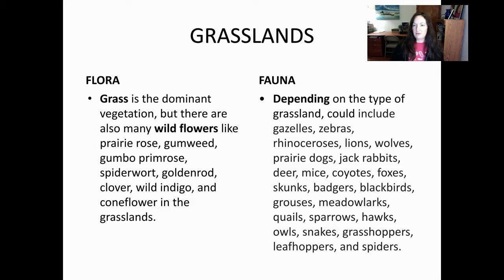The animals that you would find on a grassland environment would be dependent on the location. So if it's in the tropical region, you're thinking of the African savanna: zebras, rhinoceroses, gazelles. If you are in the United States in the prairie areas, you would have prairie dogs, jackrabbits, deer. So it just depends on the continent that you are on and the latitude at which you are located.